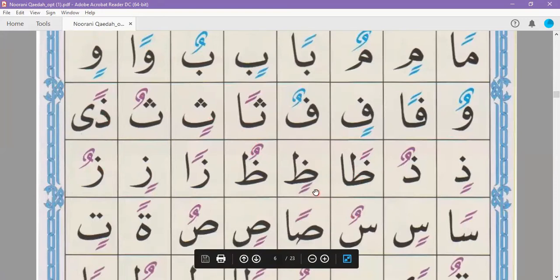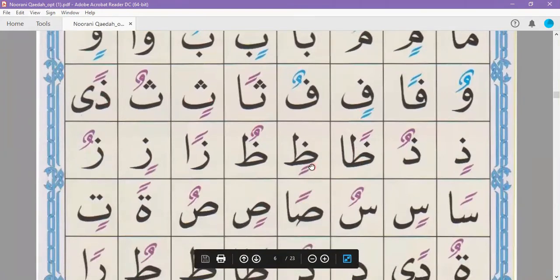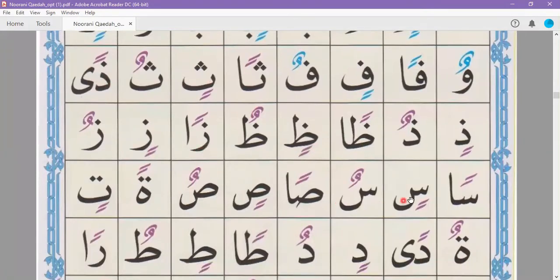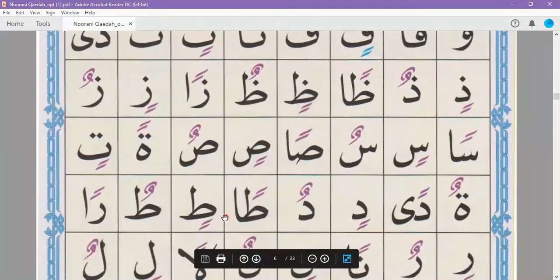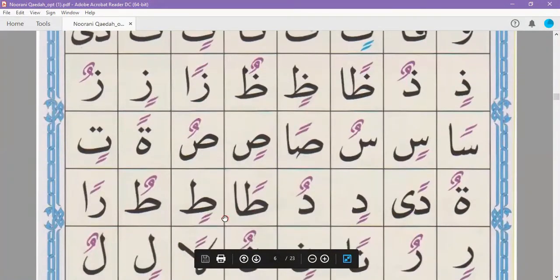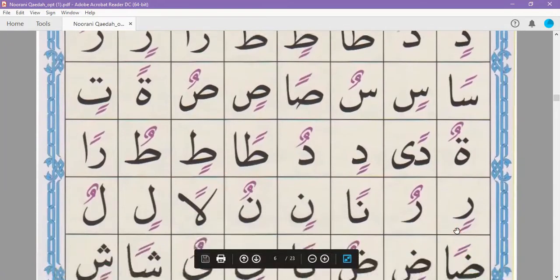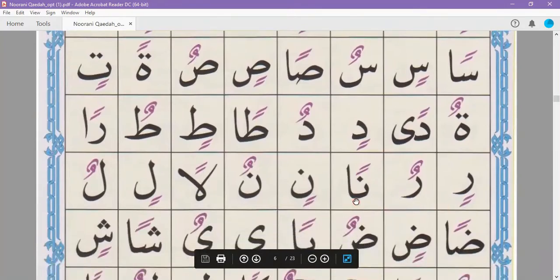Sa, dal, and dha are the letters pronounced when the tip of the tongue touches the edges of the upper incisors. Za, sin, and sad, their makharij is tip of the tongue touching the lower incisors. Ta, dal, and ta, tip of the tongue with the upper incisors from the inside. So your tongue touches the roots of upper incisors, the gums of upper incisors, and some upper incisors to the teeth. Ra, tip of the tongue with the frontal part of the upper palate behind the gums.